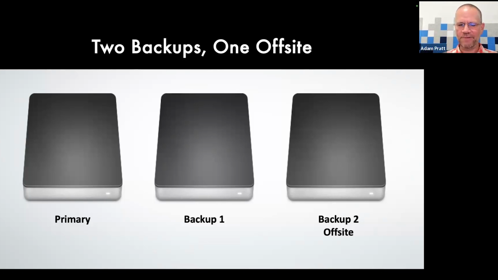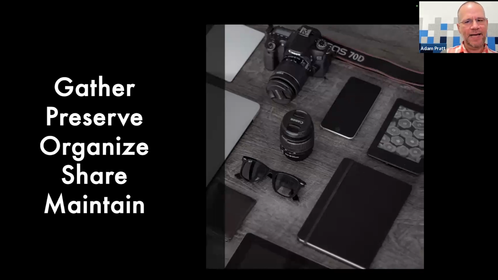All that to say that an offsite backup is your best bet in a real bad situation to keep this stuff safe. You can have multiple backups. You can only have one copy of a unique photo. So we want to keep them as safe as possible, but backups are a key part of that strategy. So keep them safe. And that is the 5-step workflow: gather, preserve, organize, share, maintain.